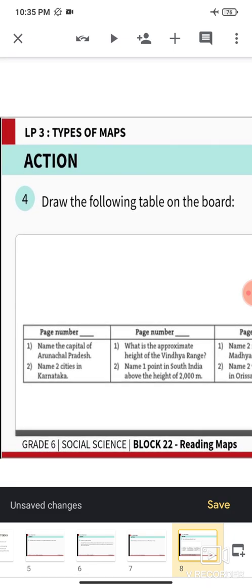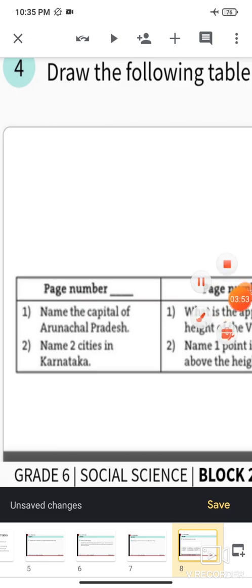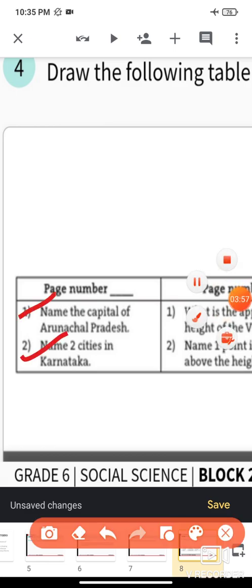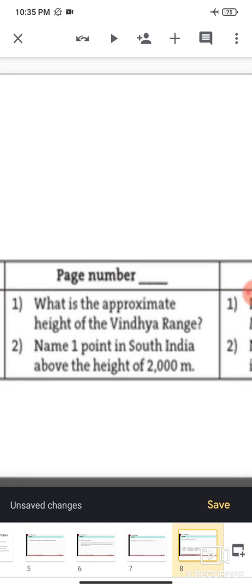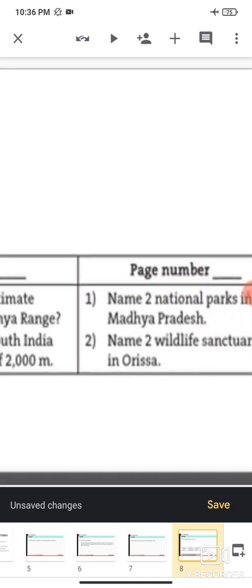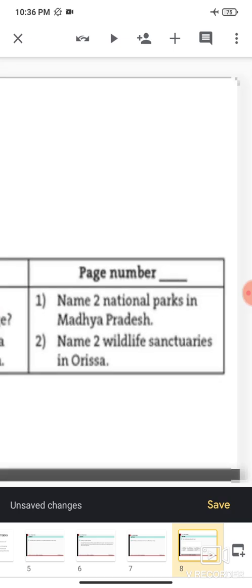First of all, I want all of you to draw the following table in your notebook. In the first column, name the capital of Andhra Pradesh. Then name two cities in Karnataka, followed by: what is the approximate height of the Vindhya Range? Name one point in South India above the height of 2000 meters. Name two national parks in Madhya Pradesh. Name two wildlife sanctuaries in Orissa.